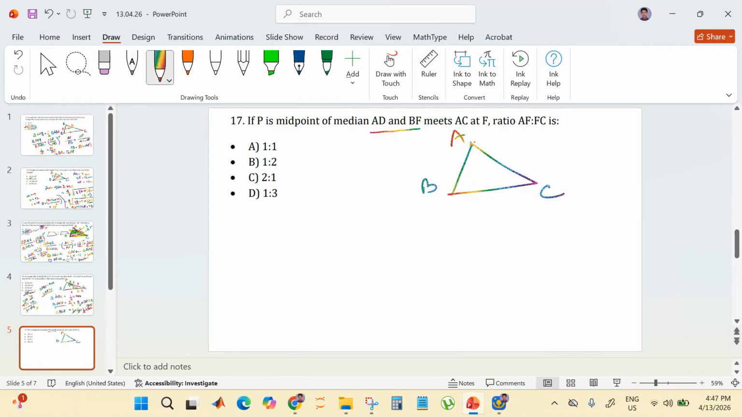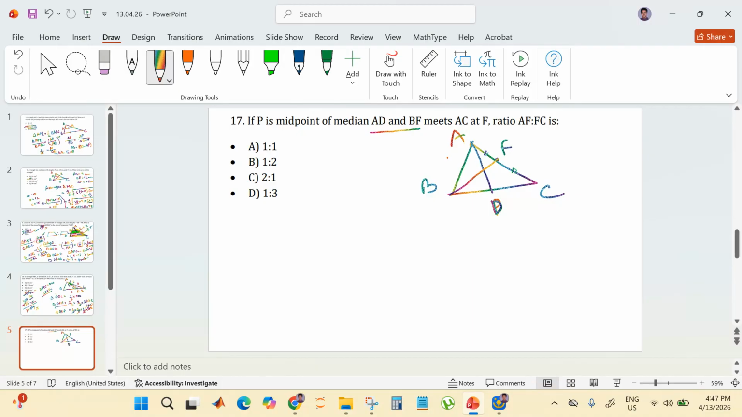So AD, if P is the midpoint of median AD. I have to draw AD and BF. The P is the midpoint of median AD and BF meets AC at F. Ratio AF is to FC.